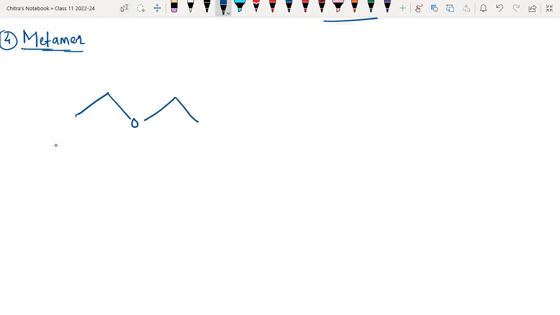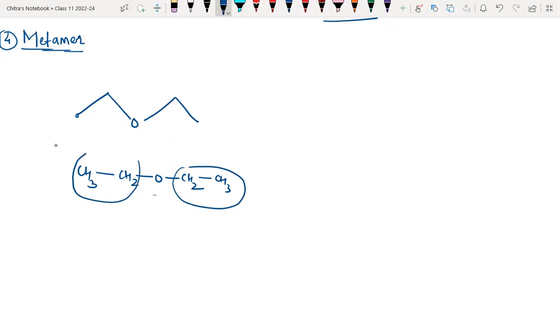Here we have CH3, then CH2, then O. Sir, is it ethoxy ethanoate? Yes. Then CH2 and CH3. Here we have the functional group called ether, and on both sides we have the same alkyl group, meaning the same number of carbon atoms. So it is ethoxyethane. I'm going to write the molecular formula for that. It is C4H10O.